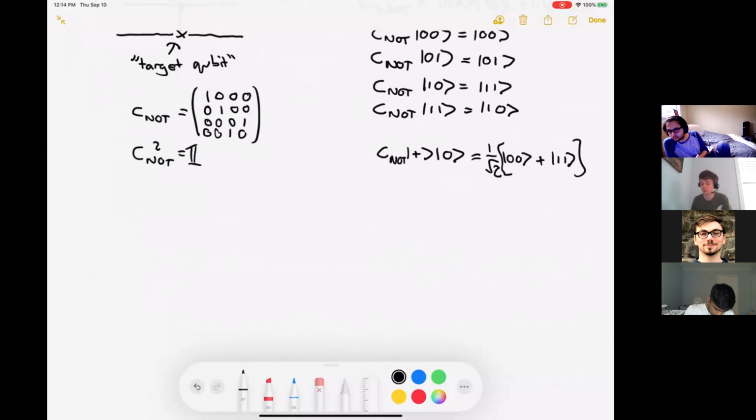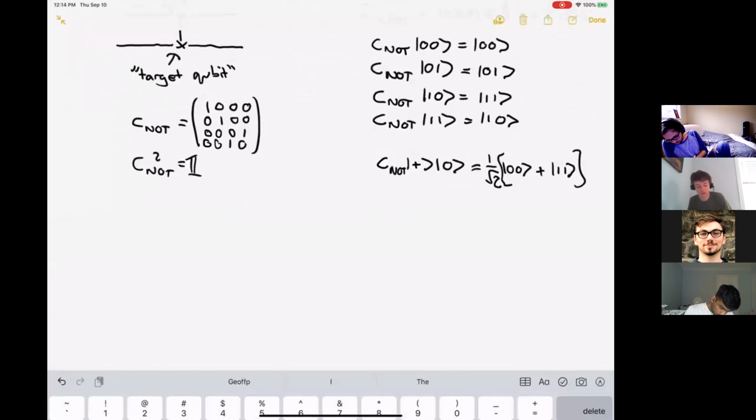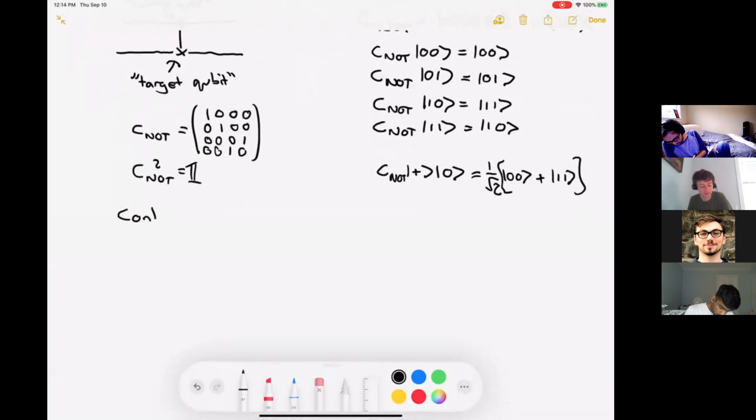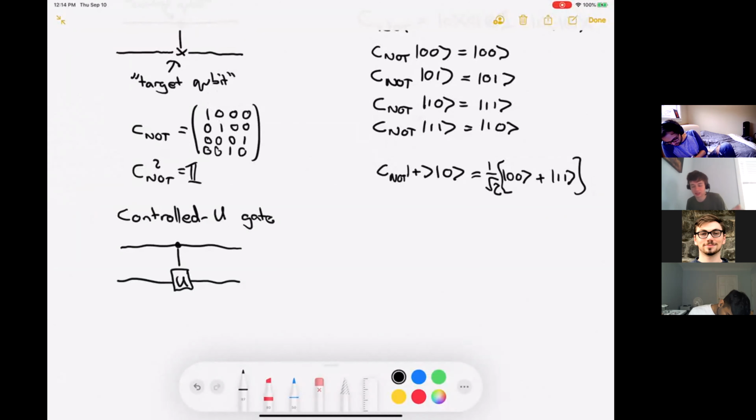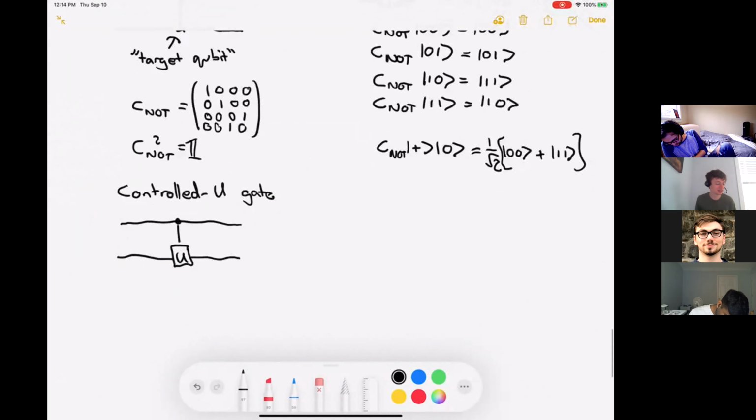In fact, this idea of a control qubit and a target qubit is so useful that we also have special notation for what's called just a general controlled U gate for some arbitrary unitary matrix U. So again, just have a dot, but now you're going to have a U in a box. Okay, and can anyone guess, based on the CNOT gate, what this controlled unitary gate does to the two qubits?